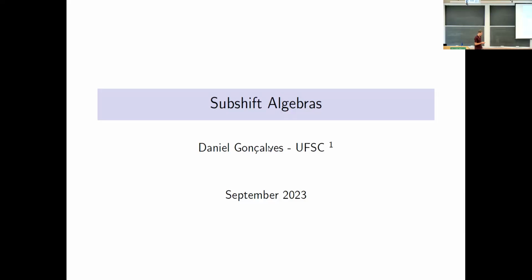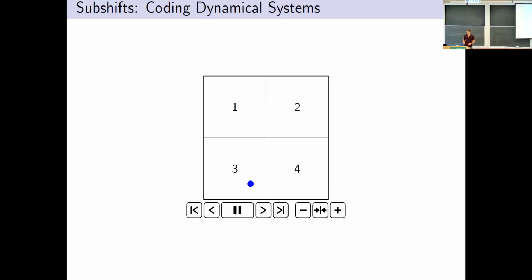So I'll be talking about joint work with Giuliano Boava, Gilles de Castro, and Danny Van Wyk on subshift algebras. And the idea here is to try to extend the celebrated interaction of C*-algebras and dynamical systems to not just the Cuntz algebras, but also for any subshift. So, since we didn't see much dynamics this week, I'll just do a small motivation.